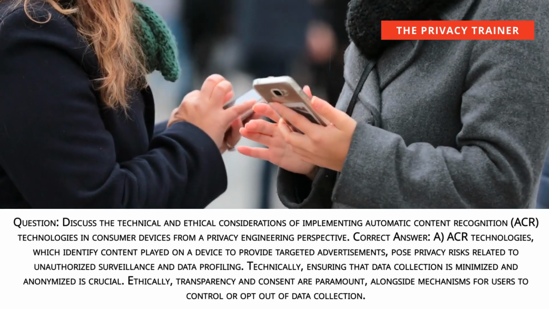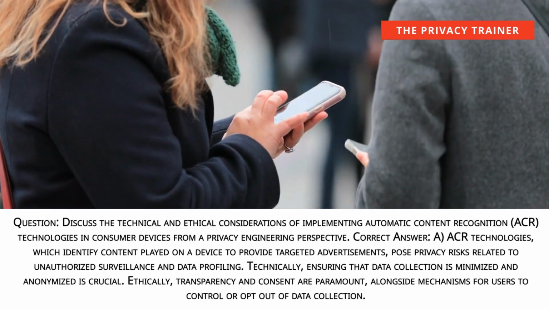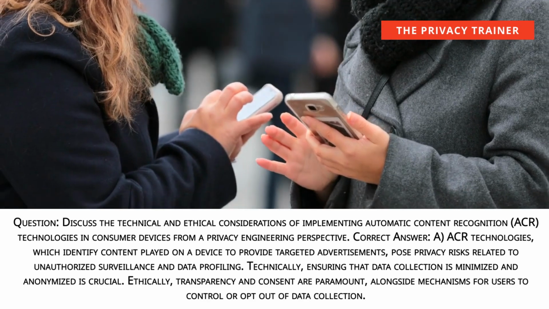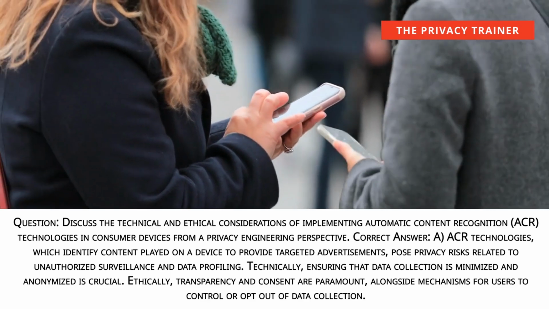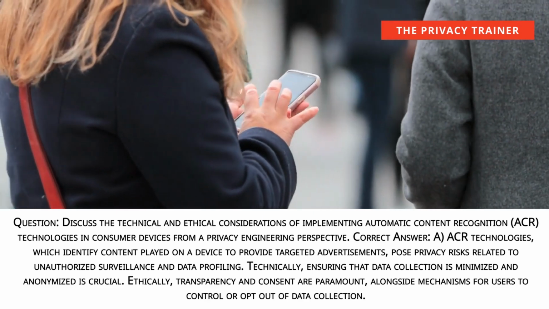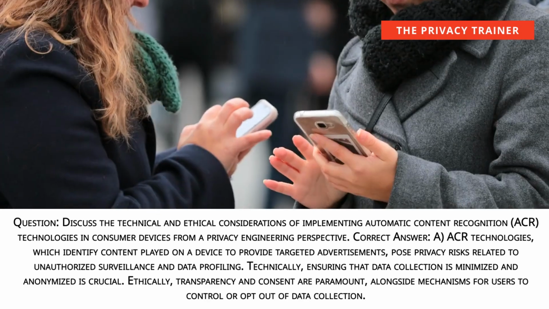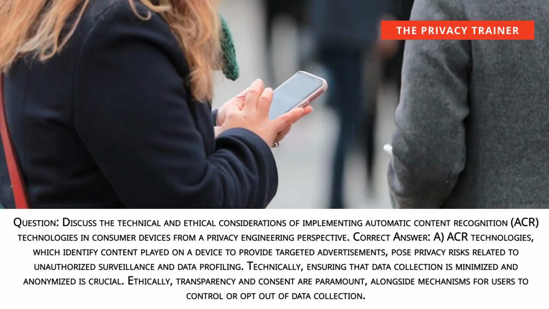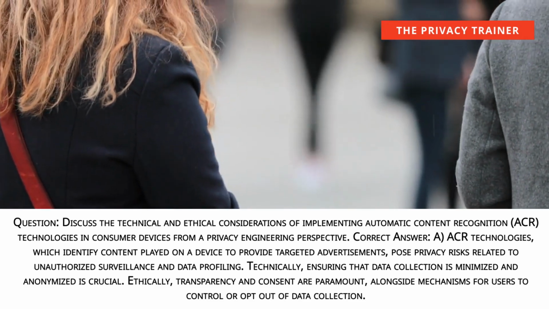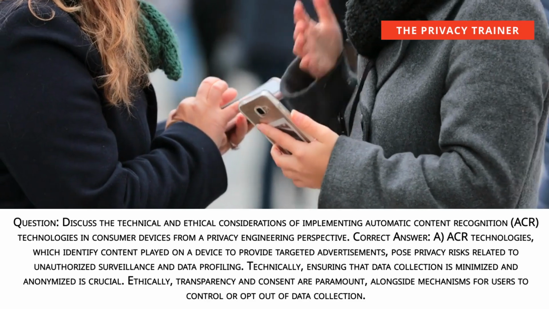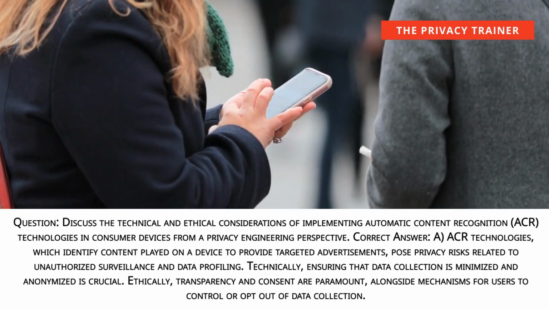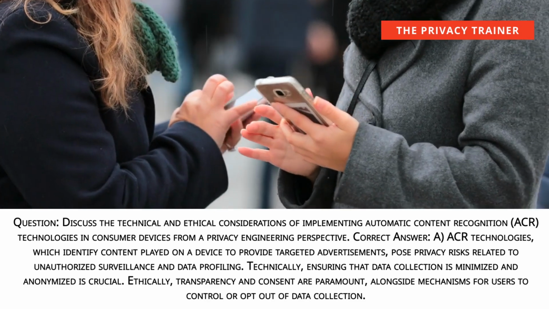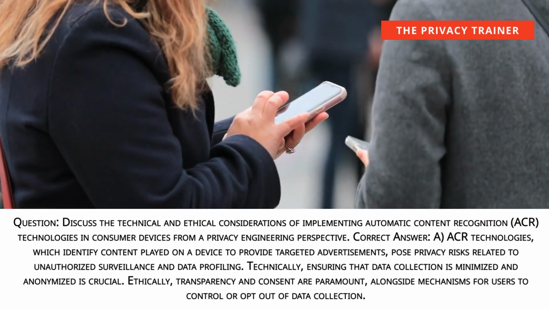Question. Discuss the technical and ethical considerations of implementing automatic content recognition (ACR) technologies in consumer devices from a privacy engineering perspective. Correct answer. A. ACR technologies, which identify content played on a device to provide targeted advertisements, pose privacy risks related to unauthorized surveillance and data profiling. Technically, ensuring that data collection is minimized and anonymized is crucial. Ethically, transparency and consent are paramount, alongside mechanisms for users to control or opt out of data collection.